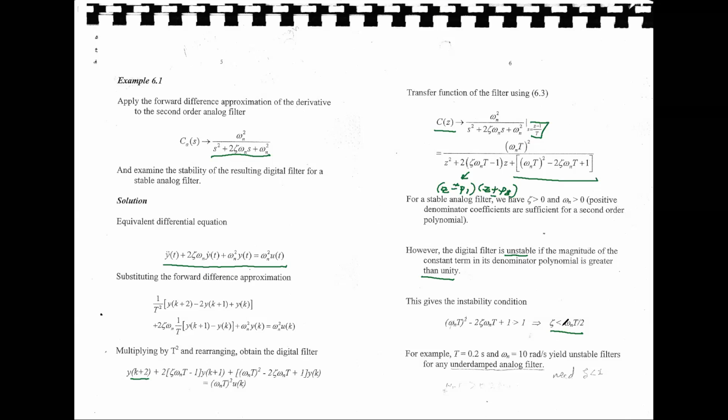Sorry, underdamped analog filter. So for these parameters, this filter will be unstable for any underdamped analog filter. But if you don't have an underdamped analog filter, then maybe these parameters would yield a stable filter. But if you have an underdamped analog filter, these two choices of parameters t and omega n will yield an unstable filter. So that's how you can analyze the stability of any transfer function when you convert a continuous transfer function into a discrete transfer function using this forward differencing method. This is what we got here. So this is the instability condition for this.